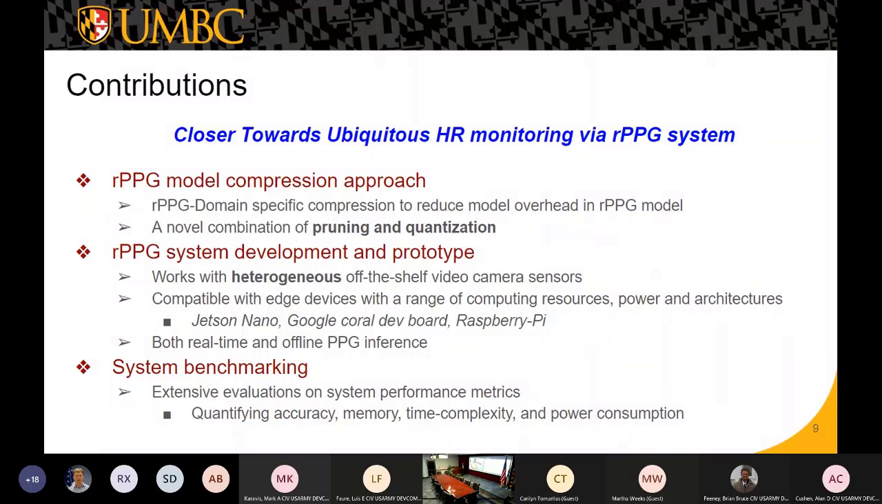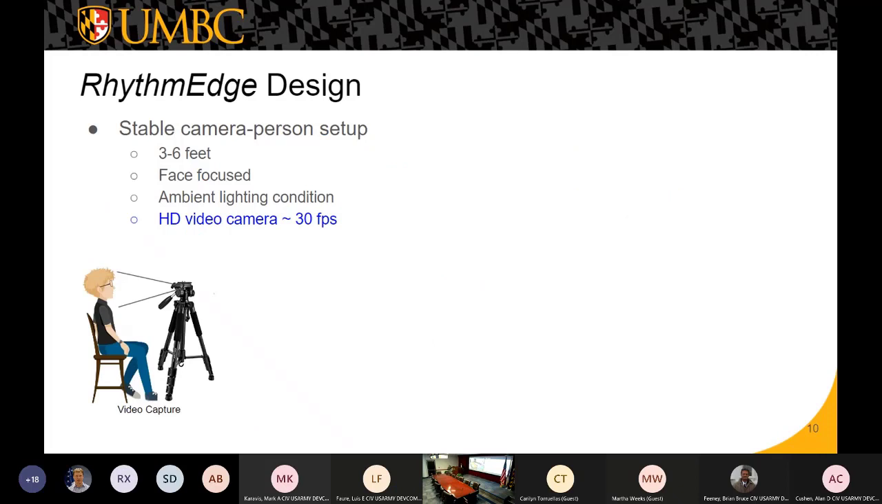And of course we validate our system by metrics like the accuracy we are getting, the memory, and the time complexity. Since these are small devices, the power is also important. We do not want the device to overheat from doing video processing for heart rate. So this is another concern while developing these approaches.